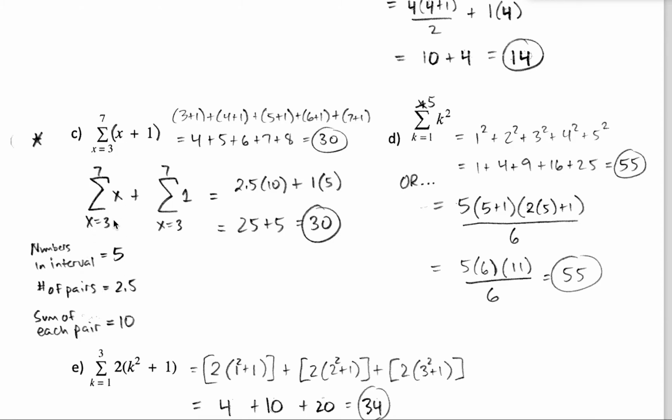Each of our pairs is going to add up to the sum of the first and last term in our sequence here, so 3 plus 7 is 10. So we're going to do 2.5 times 10. That'll evaluate that first sum. Second sum is just a constant, but be careful, don't use the constant rule because we're not starting at 1. It's not going to be 1 times 7 here. It's going to be 1 times the length of our interval. So the length of our interval was 5, so 1 times 5 is 5. So now we've got 25 plus 5 giving us 30, the same thing we got when we went the long way.